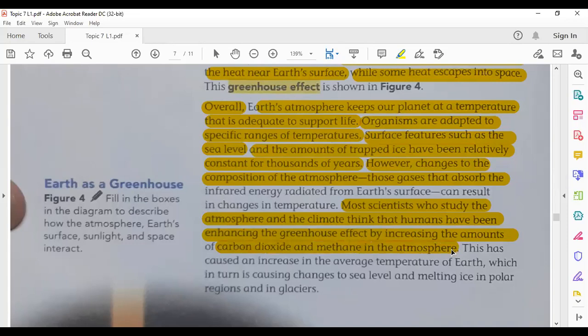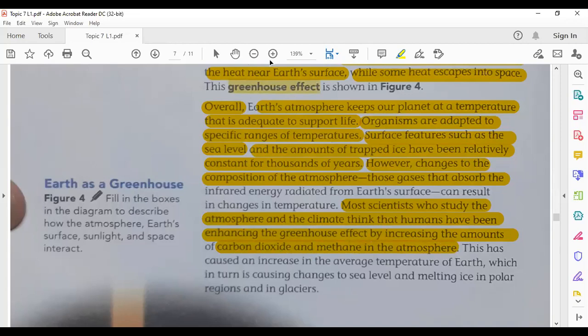I will tell you something important. Carbon dioxide is found in the atmosphere naturally. There is methane naturally too, but these two gases are found in very small amounts. But with human activity, burning and so on, the levels of these gases increased.